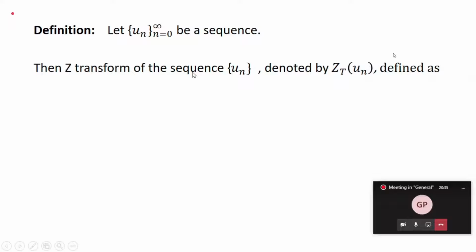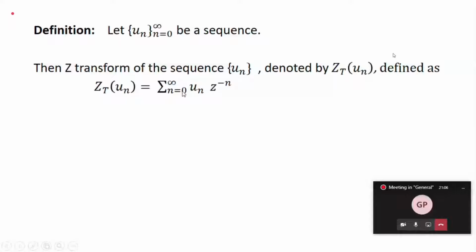Now, how do I denote the Z transform of a sequence u n? It is denoted by Z transform of u n. And how do we define it? u n is known as the nth term of the sequence. Multiply the nth term of the sequence by z power minus n. Sum it over from 0 to infinity. You know that in Laplace and Fourier transform, we used to integrate. So in case of discrete, it is summation. In case of continuous, it is integration.